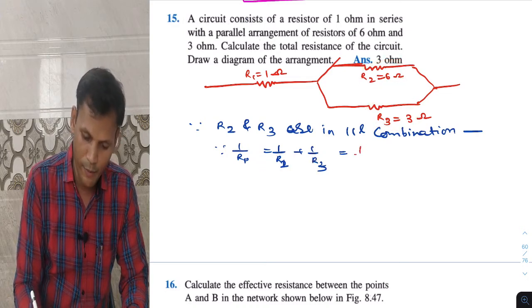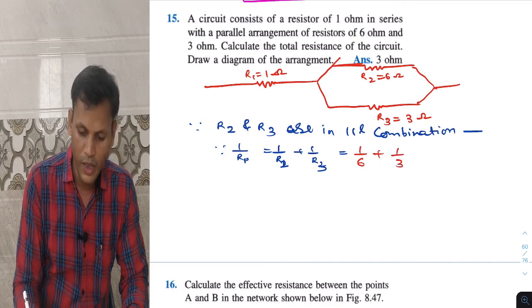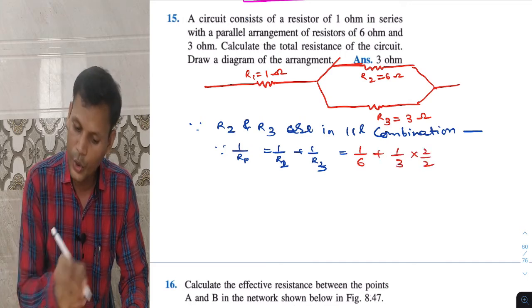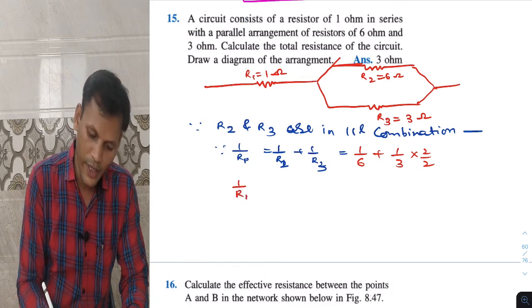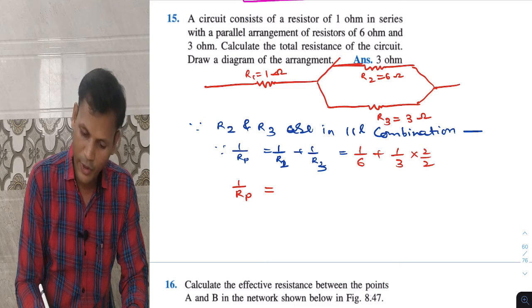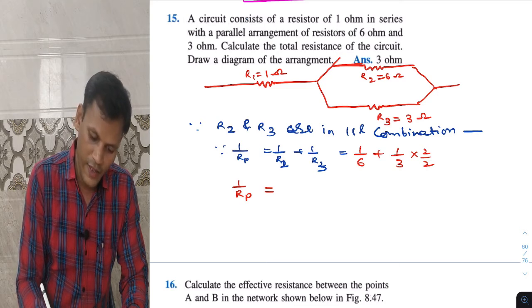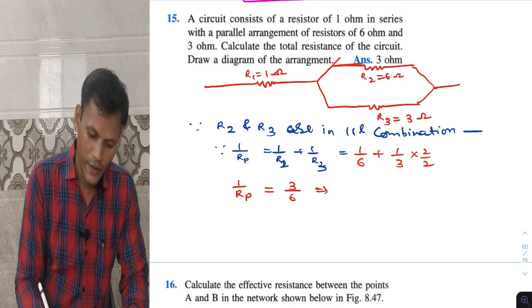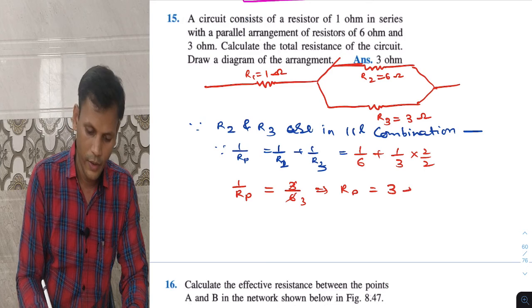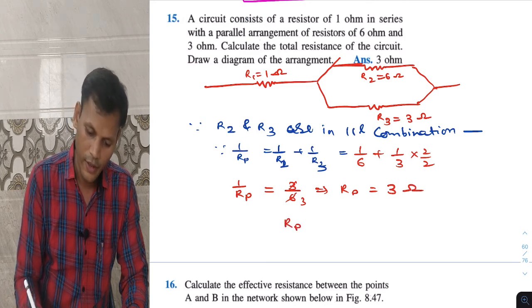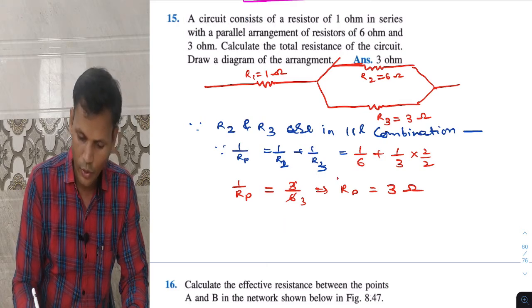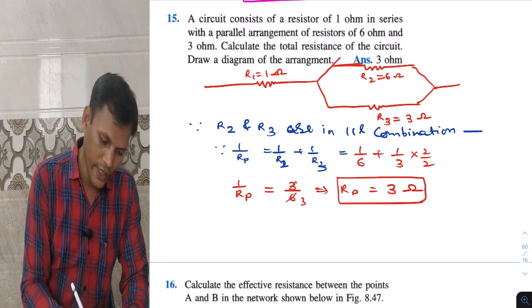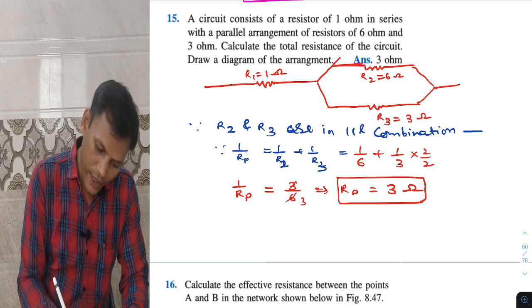So it is 1 by 6 plus 1 by 3. I will do multiplied by 2 and divided by 2. So you will get 1 upon Rp will be, denominator is same, so 2 plus 1, that is 3 by 6, so it is 1 by 3, so Rp will be 3 ohm. So again final, okay, this is now Rp. Rp is 3 ohm.